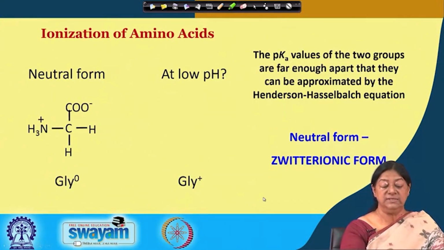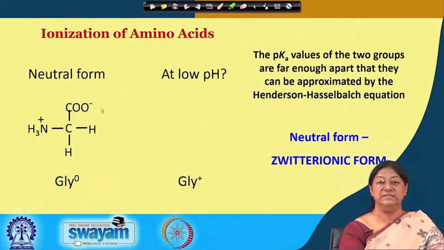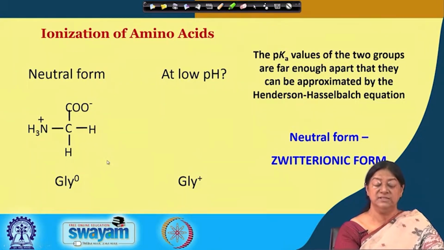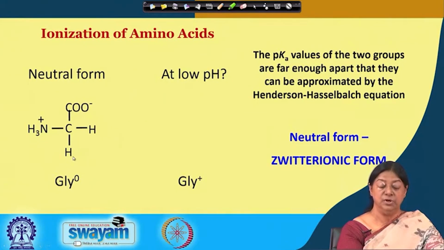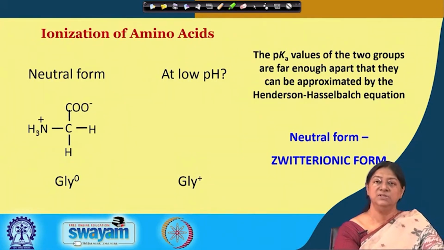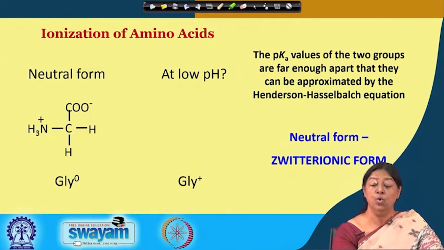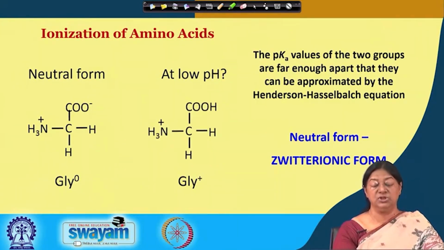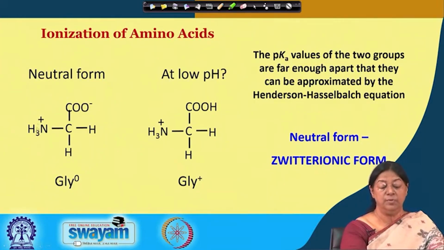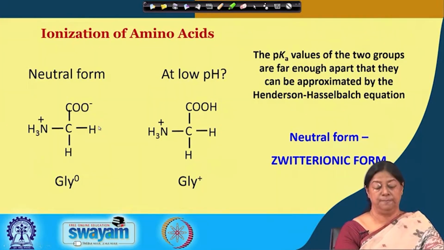Now, when we consider this as the neutral form, say of glycine, which is the simplest amino acid, the side chain being just hydrogen. So, this is the R group. If this is our neutral form, then what is the structure of glycine at low pH? At low pH, the NH2 group is protonated and the carboxyl group is also protonated. The neutral form that we have here is called the zwitterionic form.